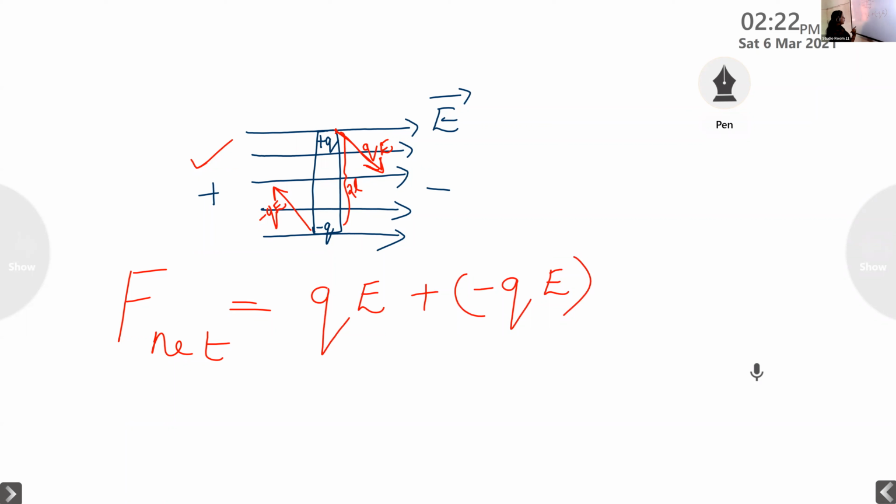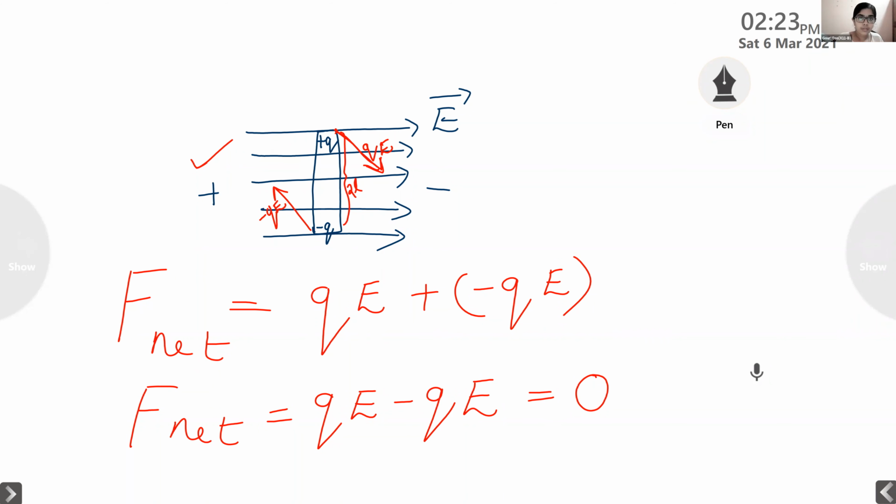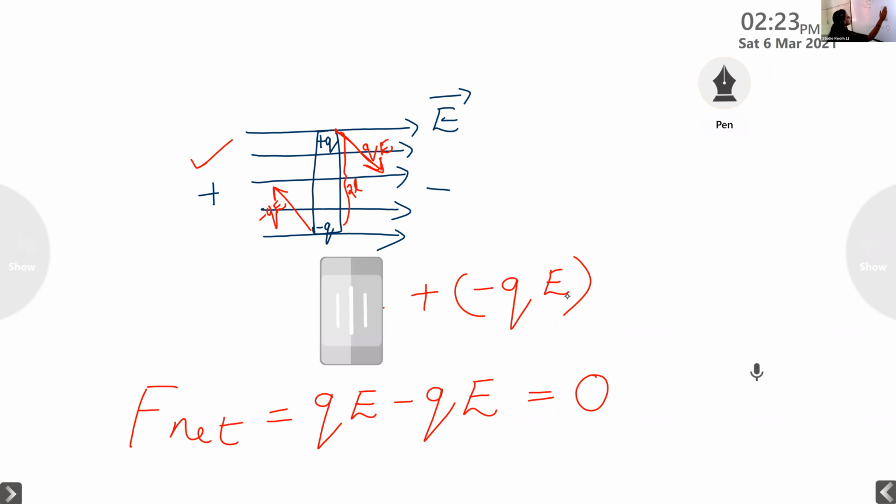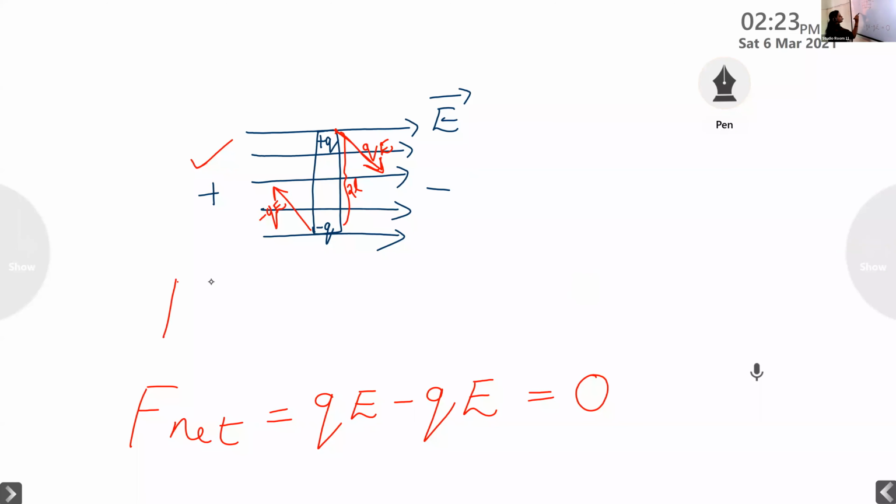Then what is the net force experienced by the dipole? F net is equal to QE plus minus QE, that is QE minus QE. What is QE minus QE? That is equal to zero. Very good. So what is the net force experienced by the dipole? The net force experienced by the dipole is equal to 0.